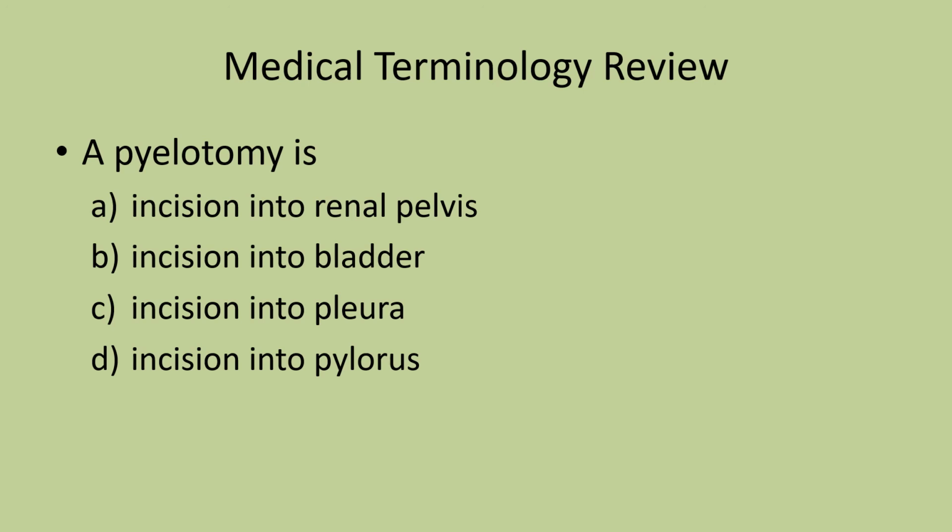So it's part of your GI system. D going once. A going twice. I have no clue. So it's part of your kidney. So it's A, the renal pelvis. So that one's just harder because it's the actual part of the kidney. So not bladder, because that'd be cysto, right? Pleura, that's lung. Pylorus, kind of spelled similar, but no.